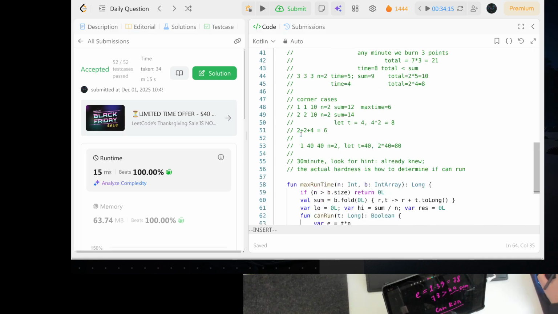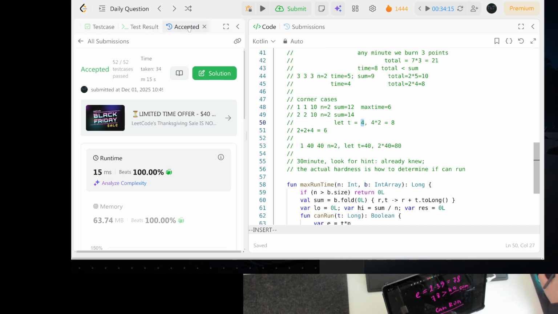You either took the entire battery or the T. For example, if T equals 4, you can take 2, 2, and 4. And that would be 6. And the total energy is like T times 2, which is 8. So you can't take 4.